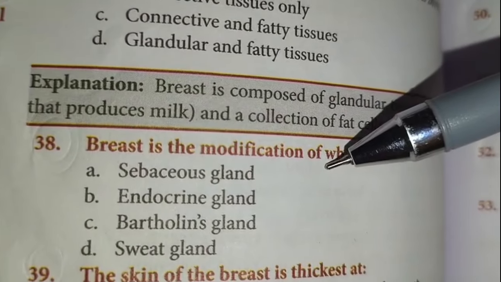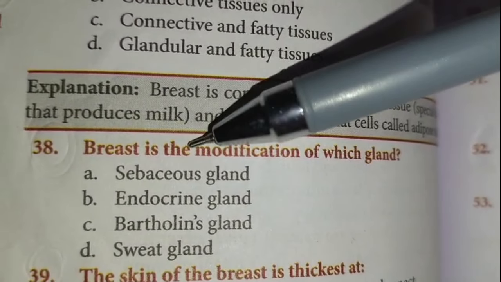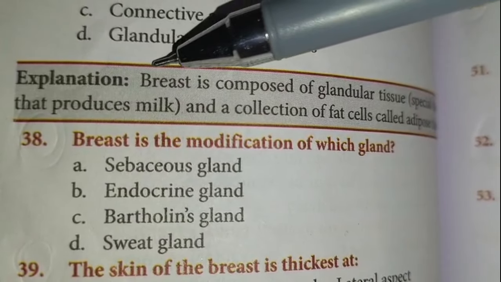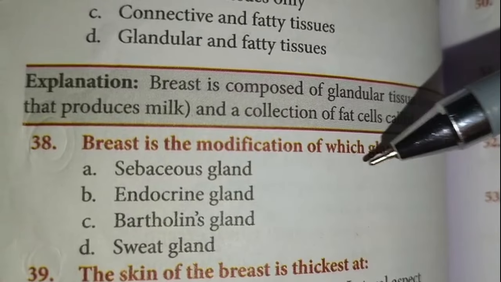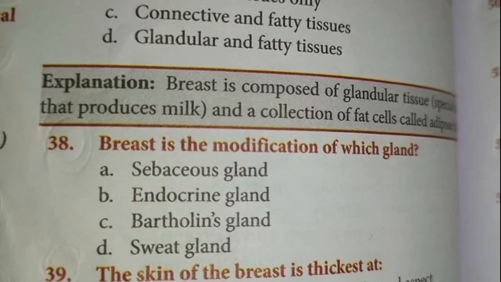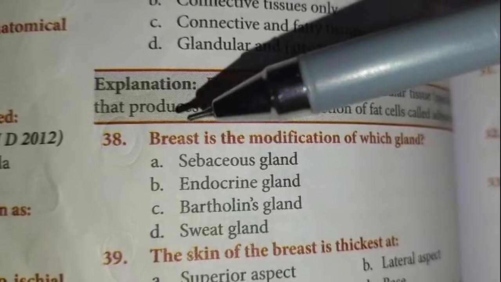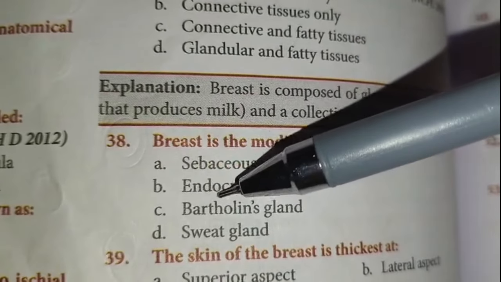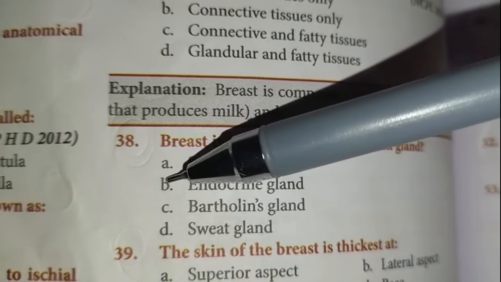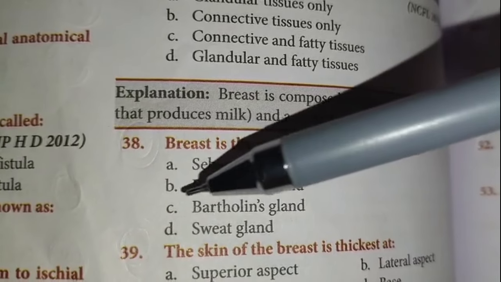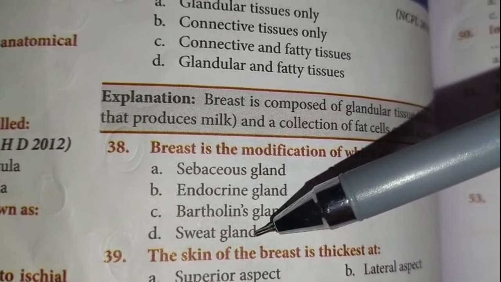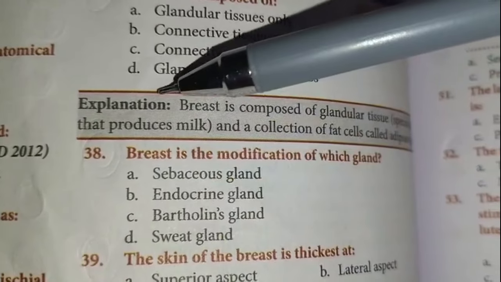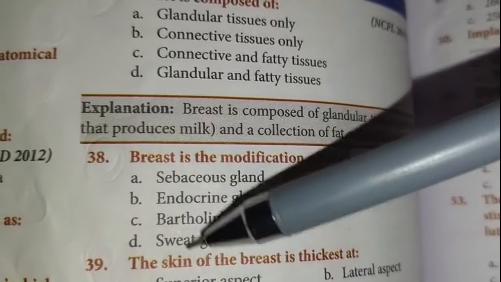And the next question is, breast is the modification of which gland? Option A, sebaceous gland. Option B, endocrine gland. Option C, Bartholin's gland. And option D, sweat gland. And the correct answer is sweat gland. Breast is the modification of sweat gland.